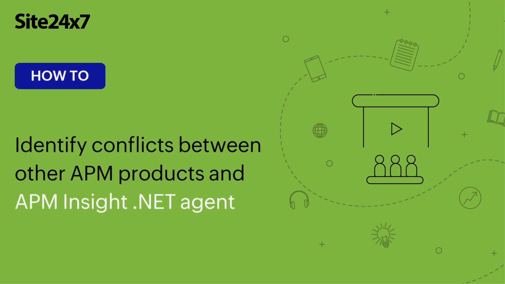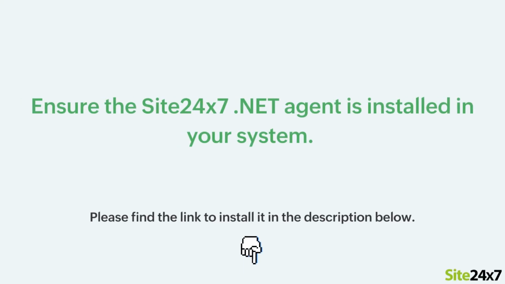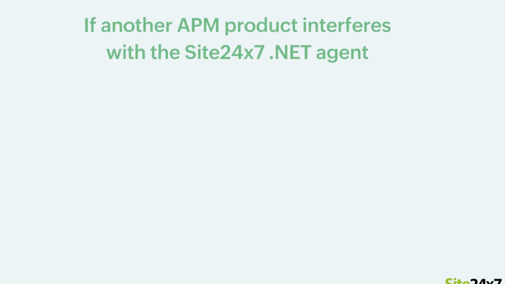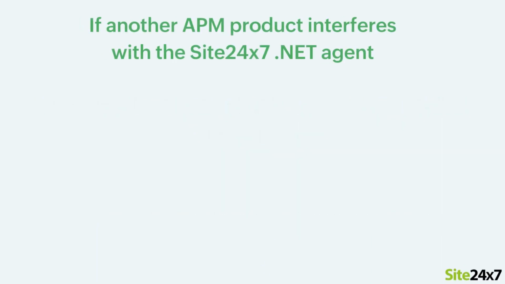Hello! In this video, you will learn about different methods for identifying conflicts between other APM products and the Site24x7 APM Insight .NET agent. To begin, check whether you have already installed the Site24x7 .NET agent. If the .NET agent is not installed, watch the YouTube video linked in the description. After installing the agent, if another APM product interferes with the Site24x7 .NET agent, any of the following can happen.